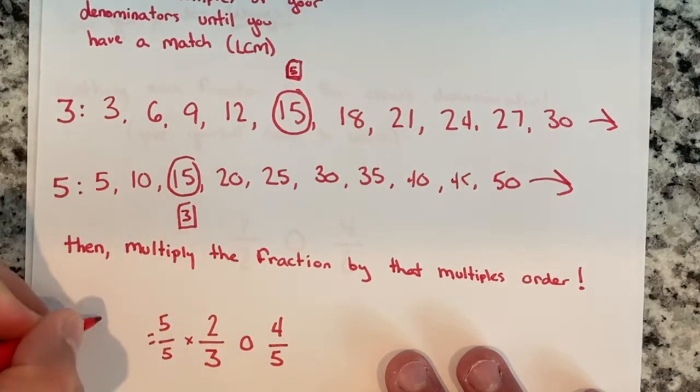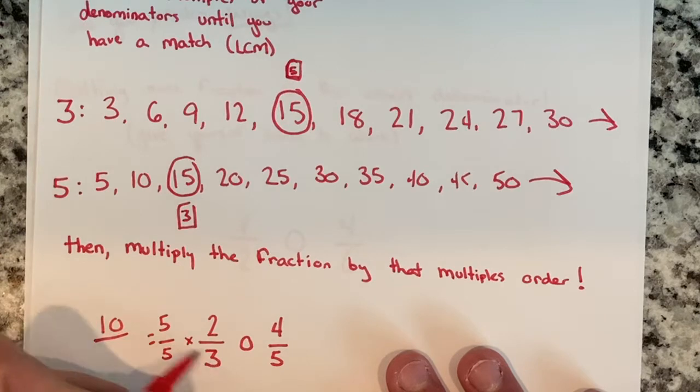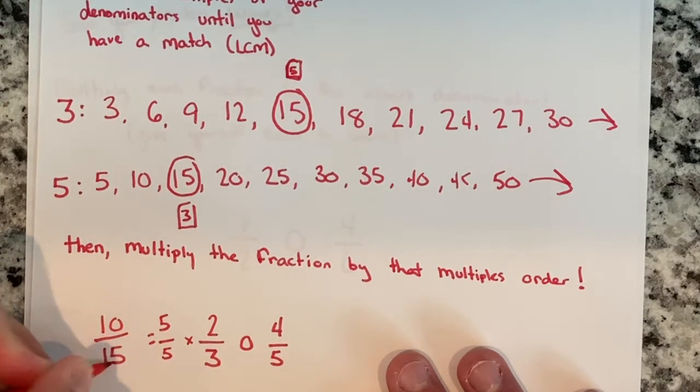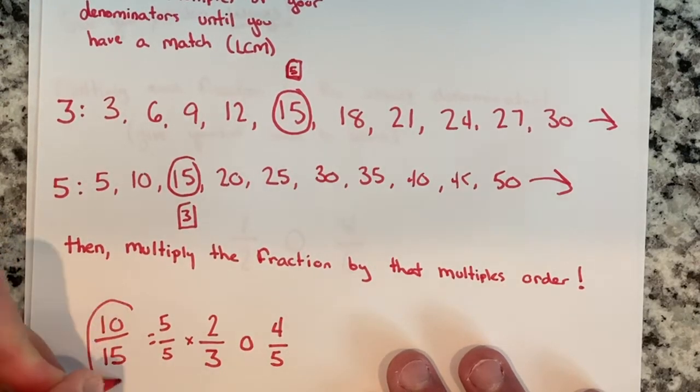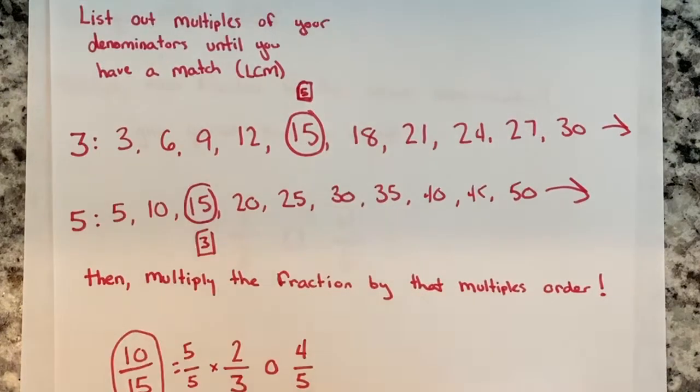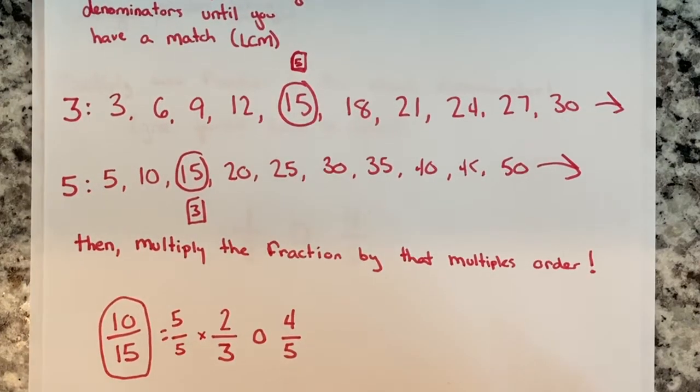2 times 5 is 10. 3 times 5 is 15. I'm going to put kind of a circle around that because that's important. I'm going to come back to it later. Now let's look at 4/5.